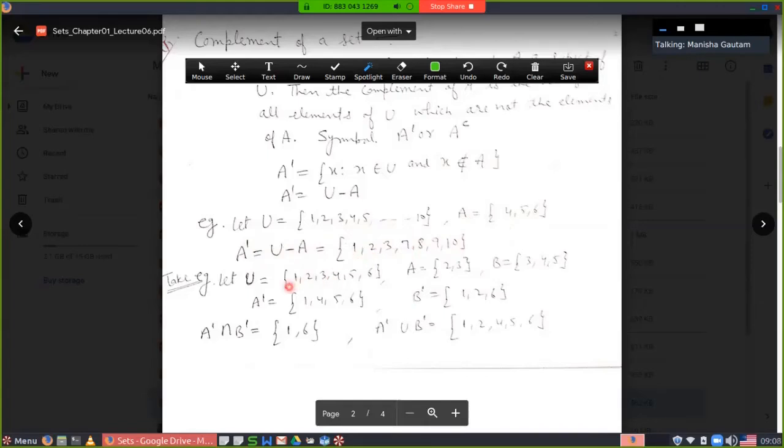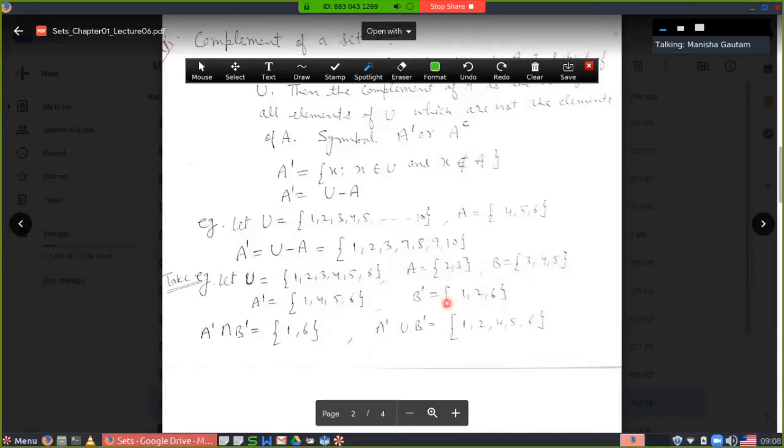Now take another example. Suppose a universal set has elements 1 to 6. A has elements 2 and 3. B has elements 3, 4 and 5. Now what is A complement? Go to the universal set. Delete the elements of A from the universal set. 2, 3 are deleted. What are the left elements? 1, 4, 5 and 6. B complement: the elements of B are 3, 4, 5. Delete these elements from the universal set. You will get 1, 2, 6. This is the B complement.